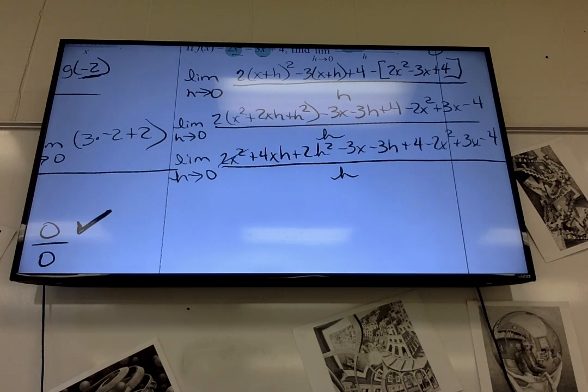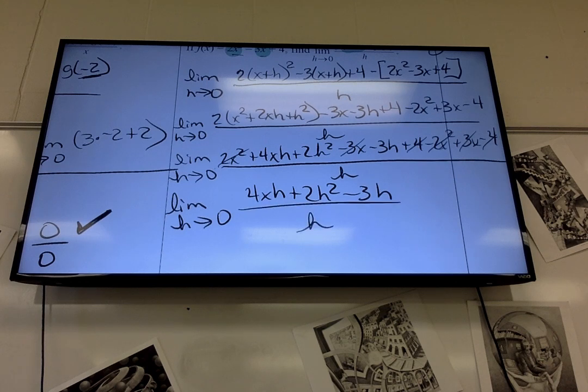The 2x squareds cancel. The 3x's cancel. The 4's cancel. You end up with 4xh plus 2h squared minus 3h all over h.